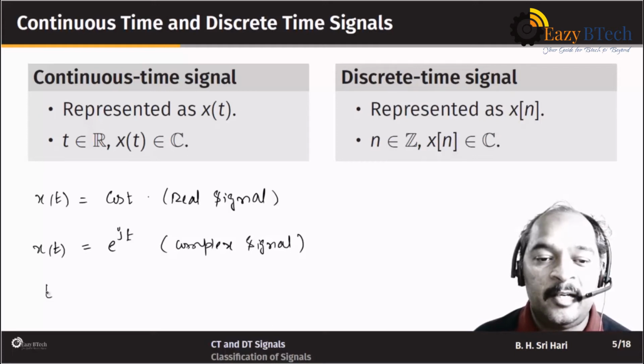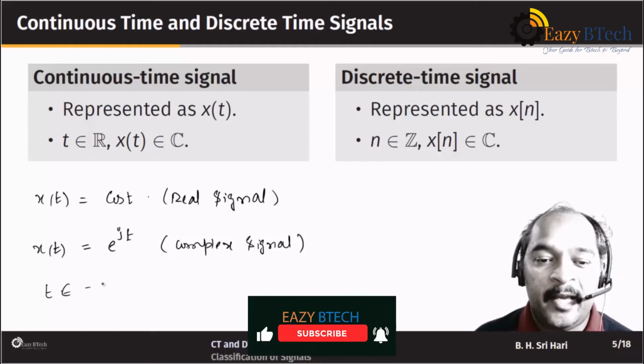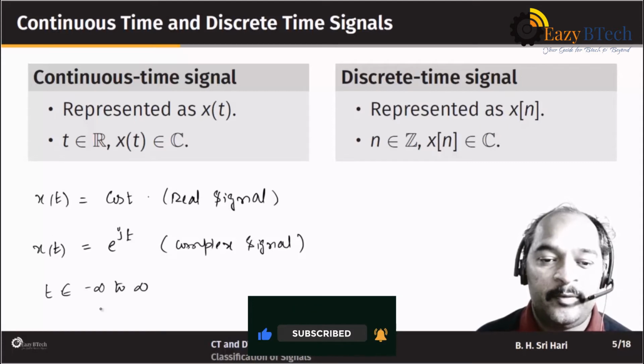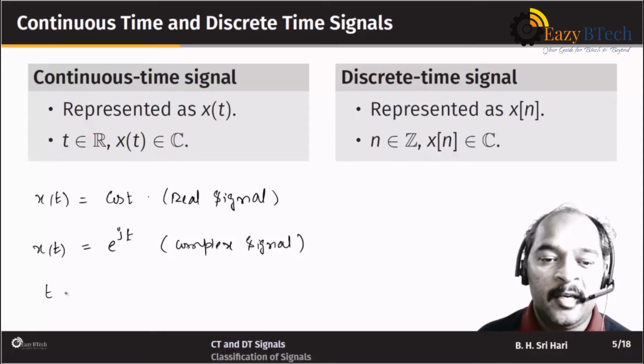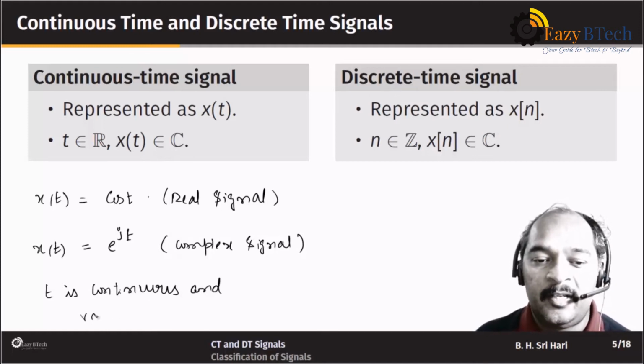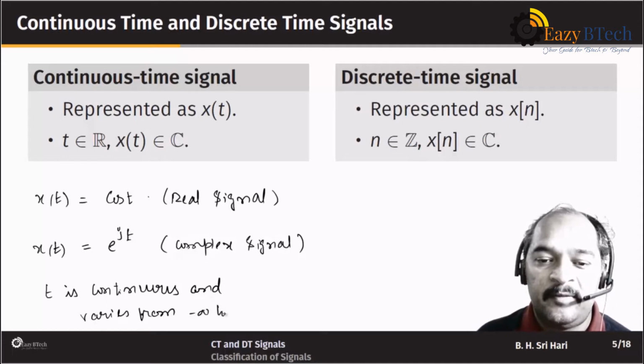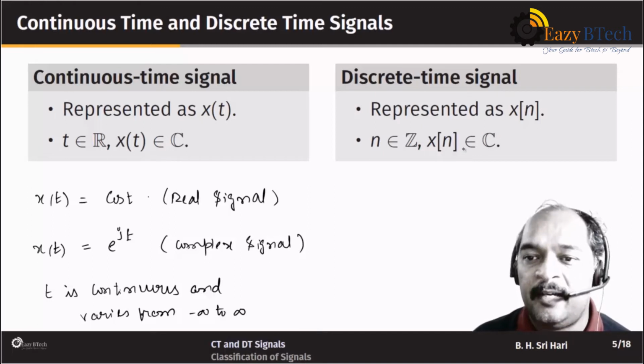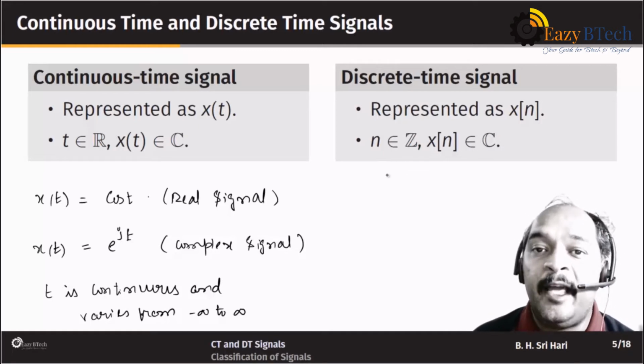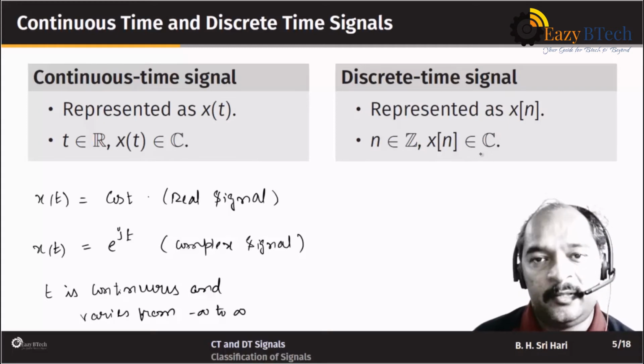Time t always varies from minus infinity to plus infinity. So the time t is continuous because it is real, and it varies from minus infinity to infinity. The same is the case here: for a discrete time signal, the independent variable n can take only integer values, and the amplitude can be complex.